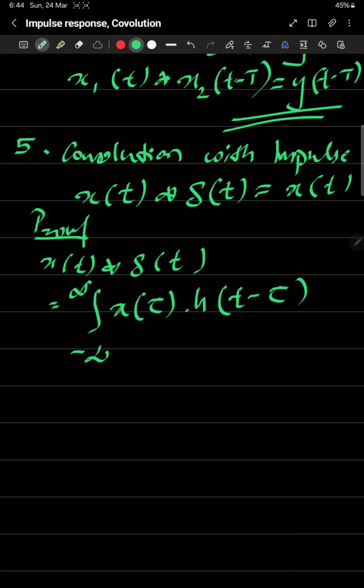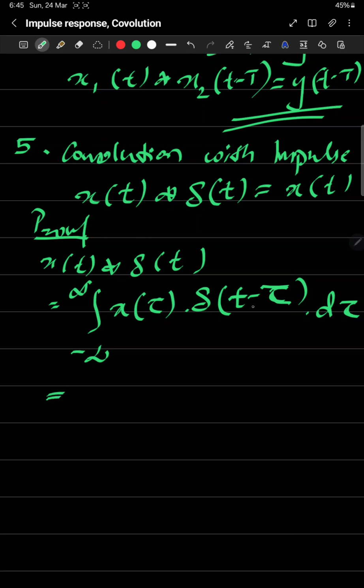Now in our case it is not h, what we have is del. So let me delete h and write del of t minus tau d tau. Do remember one thing here: your axis is actually tau instead of t. The signal is not x of t now, you call it x of tau. You have x of tau and del of t minus tau, where t is like a constant parameter, and the independent axis is not t but tau. Now look at this mathematically.